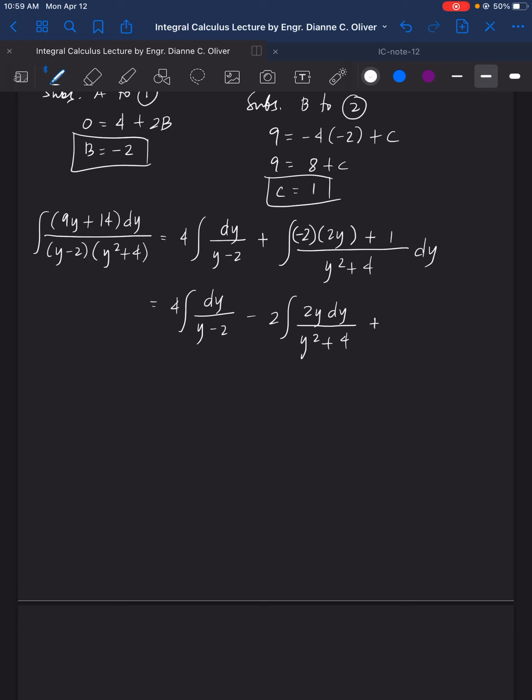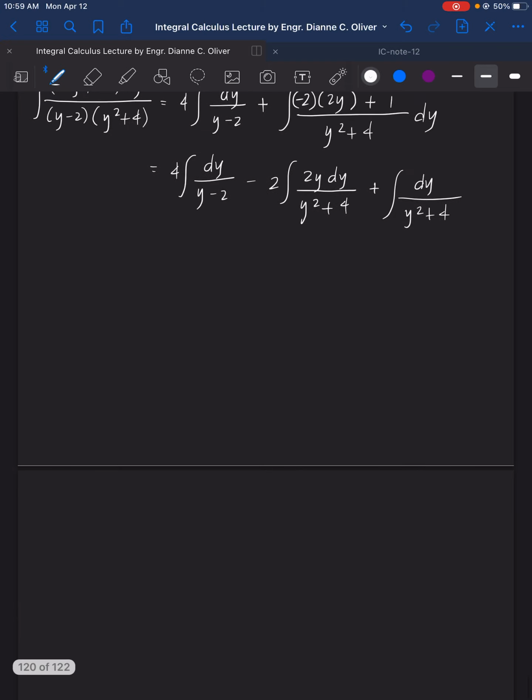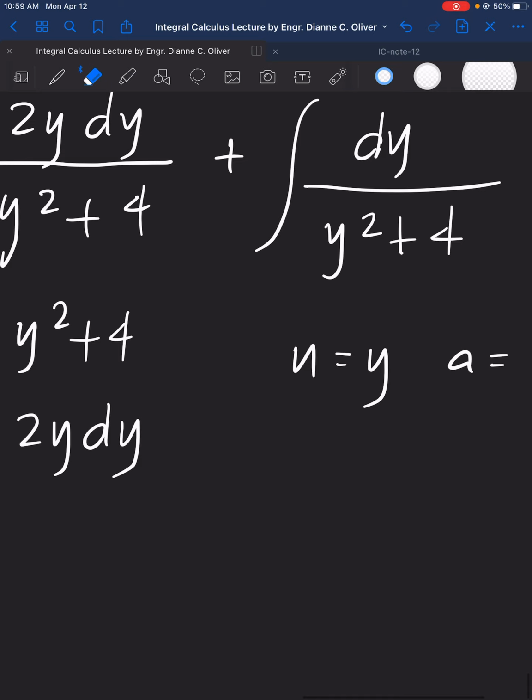Then we have plus integral of dy all over y squared plus 4. Then u here is y squared plus 4, du is equal to 2y dy. So that's the reason why I left this as it is. Then u here is y and a is equal to 2 because we will be using here arctan.